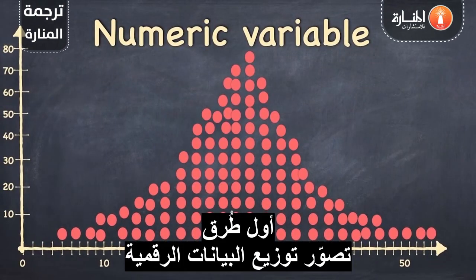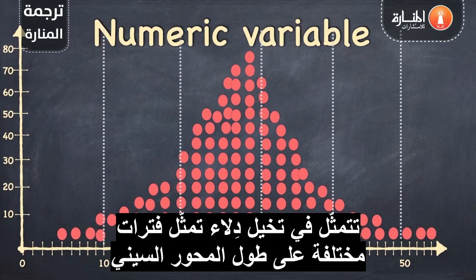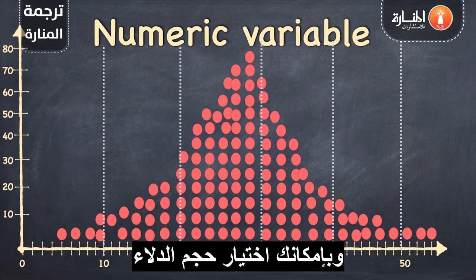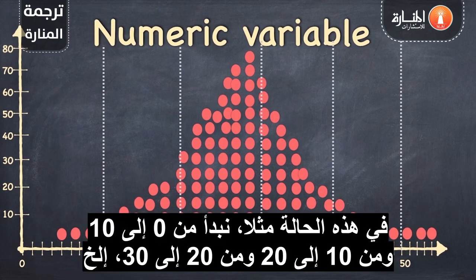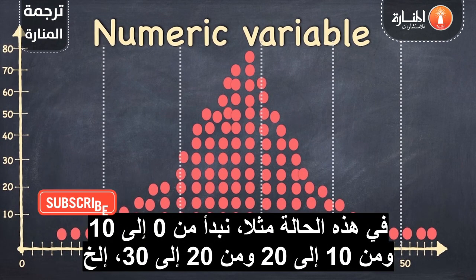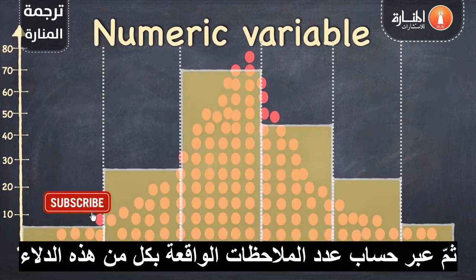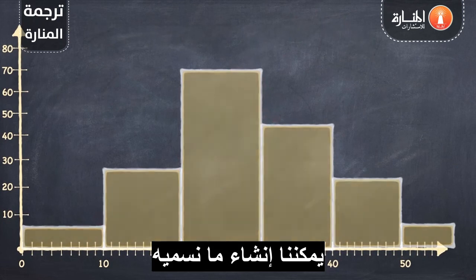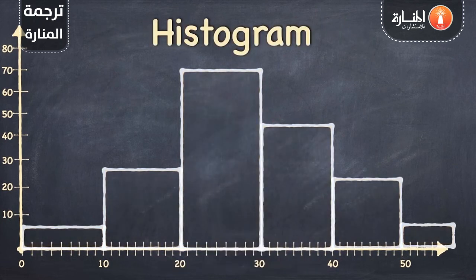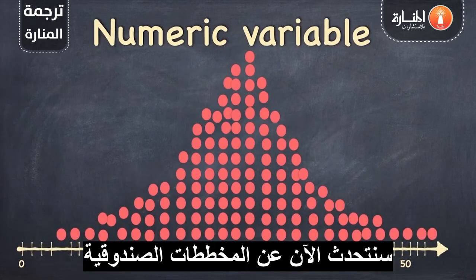Now, the first way that we can visualize the distribution of a numeric data set is by imagining buckets that represent different intervals along the x-axis. And you can choose how big the buckets are. Let's say in this case, we're going from 0 to 10, 10 to 20, 20 to 30, etc. And then by counting up how many observations fall into each of those buckets, we can create what we call a histogram.